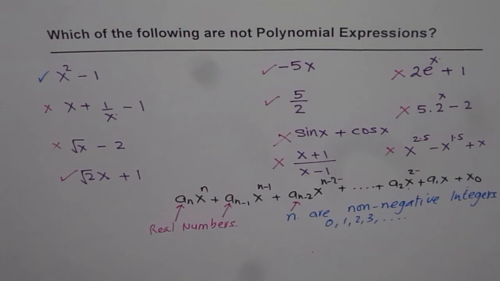So now I hope you understand how to figure out from given expressions which ones are polynomials and which are not polynomials, right?